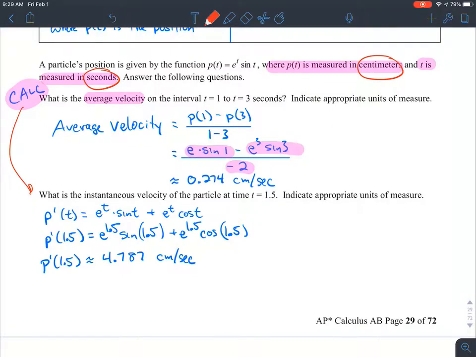To find the derivative, it is the product rule. Take the derivative of the first, that's e to the t, the derivative of that is itself, times the second, sine of t, plus the first times the derivative of the second. The derivative of sine of t is cosine of t. That's the instantaneous rate of change. That is the velocity, which I should label it as such.